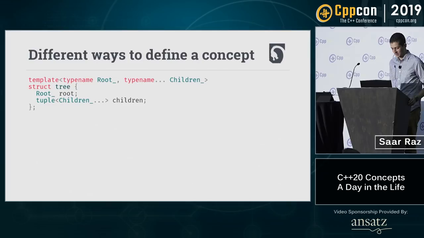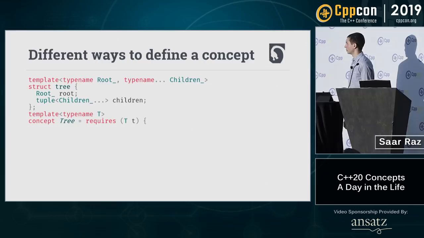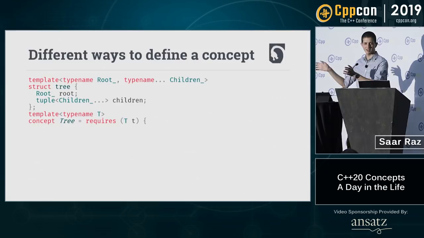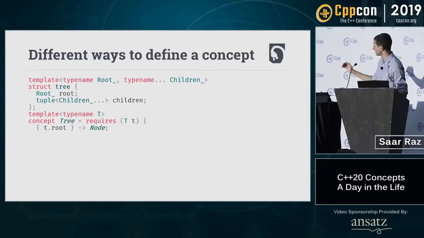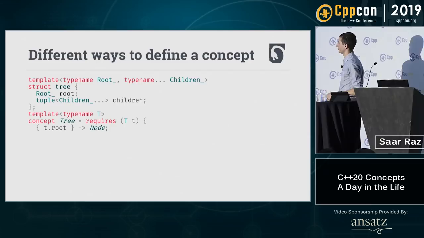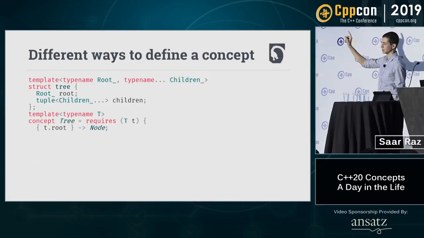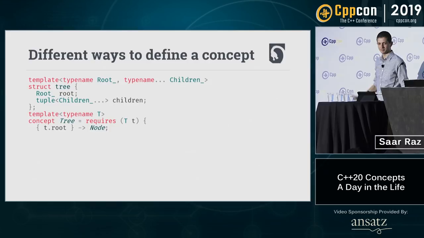But there's another way to define a concept, using a new type of expression in C++20 called the requires expression. A requires expression is a new form of expression that's written as the requires keyword followed by a list of parameters like you would in a function. They can be any type that you want. Then in curly braces, a list of things that you want to hold for this type. The way you read a requires expression is, say that I have a t of type capital T, then I want t.root to be a valid expression, and for the type of this expression to satisfy node. Okay? This is how you read this requirement.